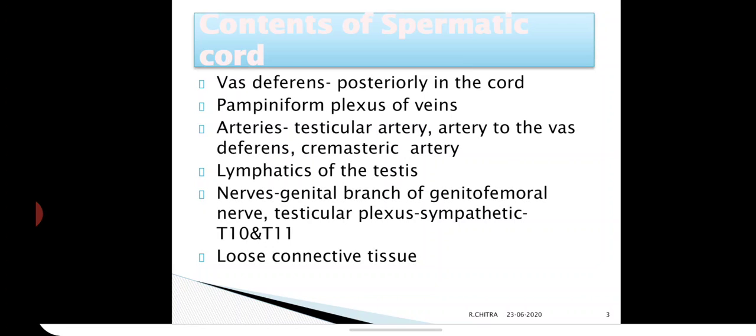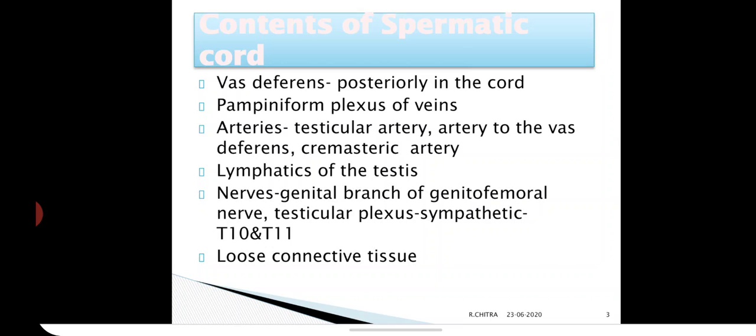Arteries: main artery is the testicular artery. It's a branch of the abdominal aorta. Artery to the vas deferens from the superior or inferior vesical artery, and cremasteric artery from the inferior epigastric artery. Then the lymphatics of the testis and epididymis also pass in this. Nerves: genital branch of the genitofemoral nerve, and testicular plexus containing mainly the sympathetic T10 and T11.